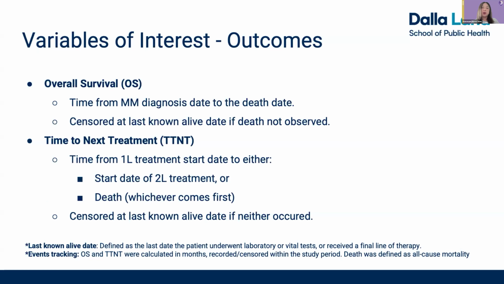And the second outcome of interest was time to next treatment. So this one was defined as the patient's time from first line treatment start date to either their start date of second line treatment or death, depending on which event would occur first. And if neither event occurred, then the patient will be censored at last known life date.